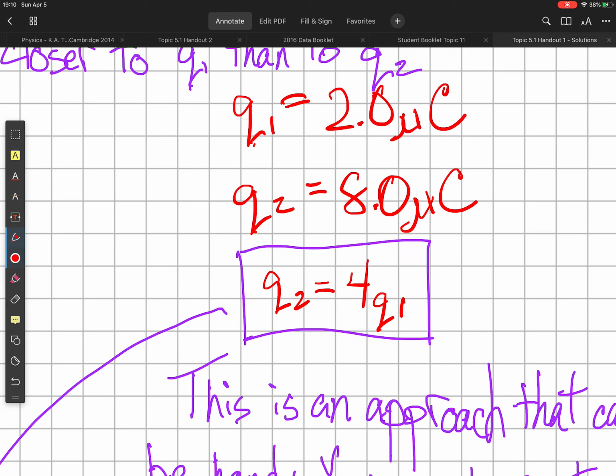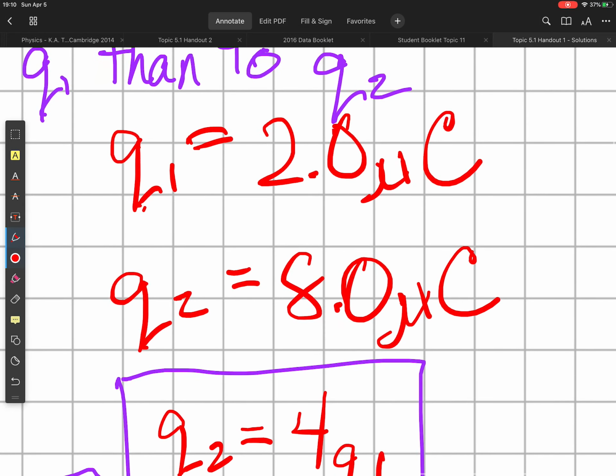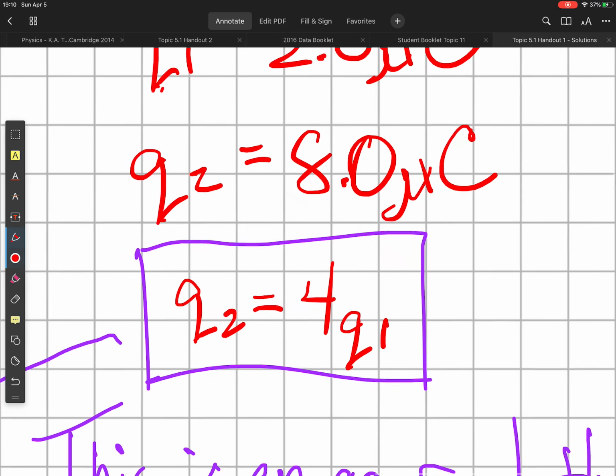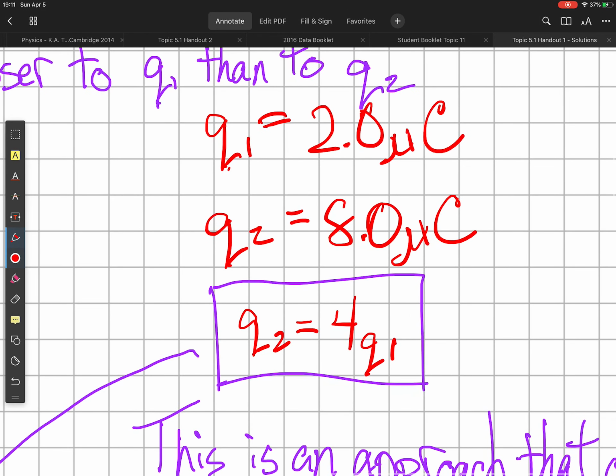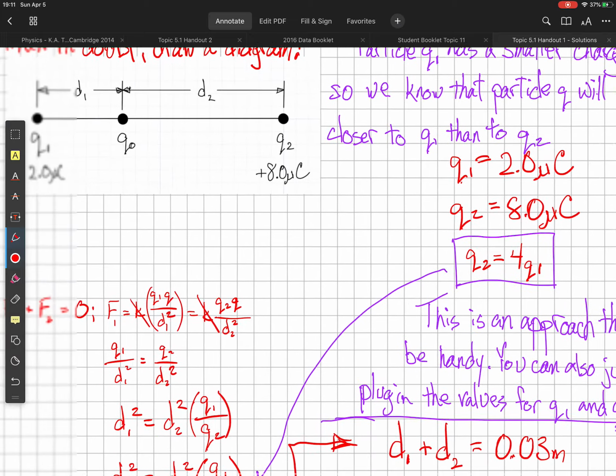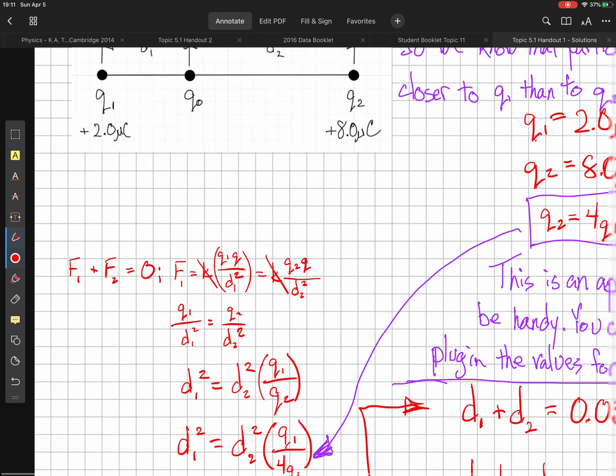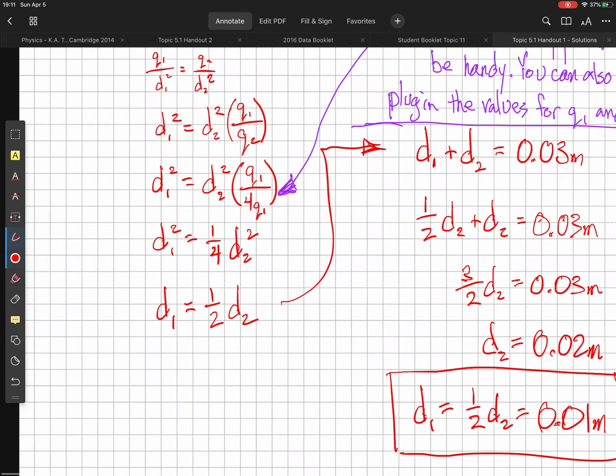But anyway, I knew that it would be useful to express my charges in terms of each other rather than as these kind of absolute values. So here I've expressed Q2 as 4 times Q1 because 8 divided by 2 is 4. Okay, so anyway, let's look at the math here.